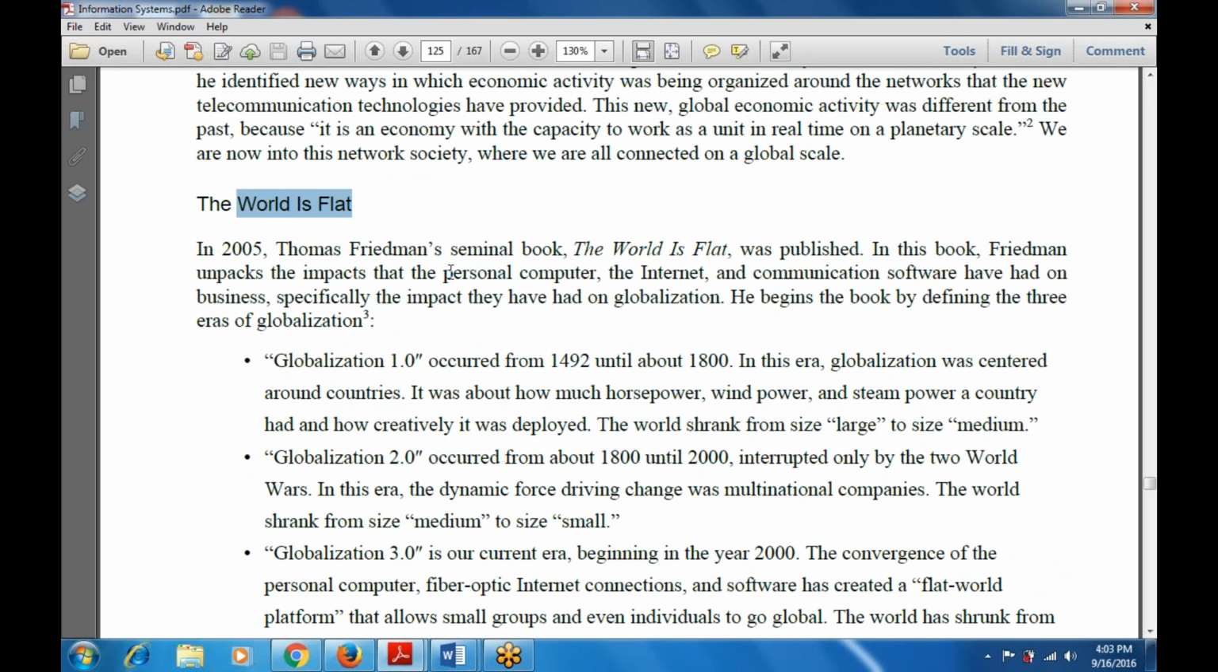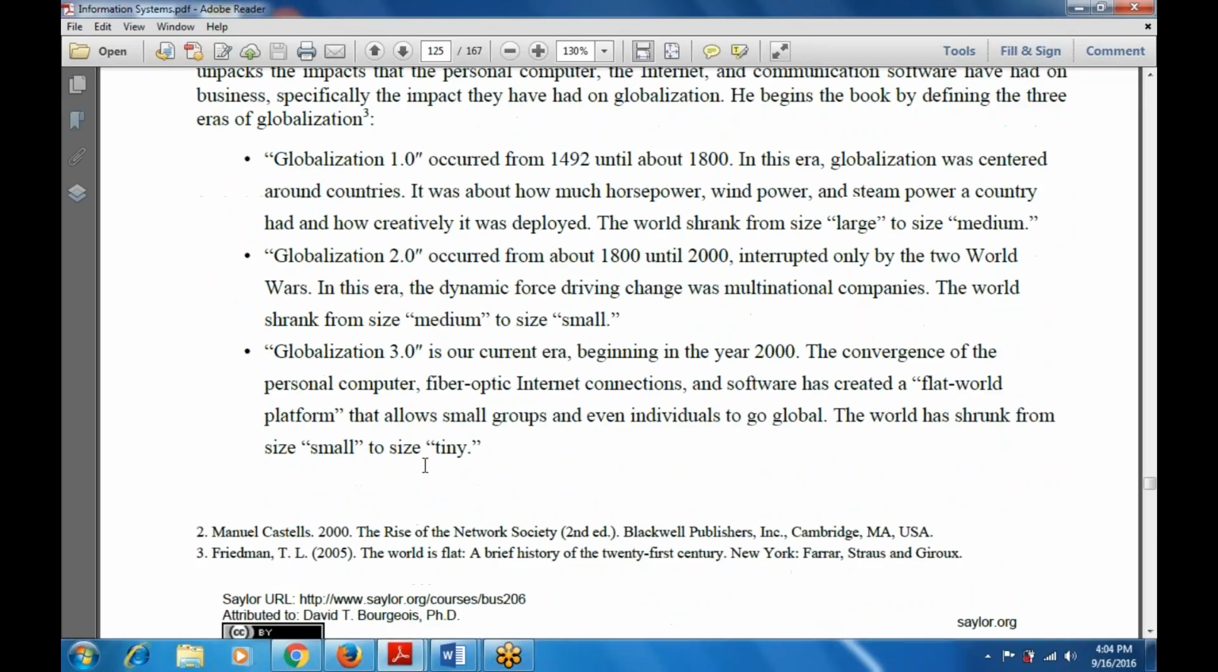The world is flat. In 2005, Thomas Friedman's seminal book, The World Is Flat, was published. In this book, Friedman unpacked the impact that the personal computer, internet and communication software have had on business, specifically the impact they have on globalization. He begins the book by defining the three eras of globalization. What are the three eras of globalization? That is globalization 1.0, globalization 2.0, globalization 3.0.